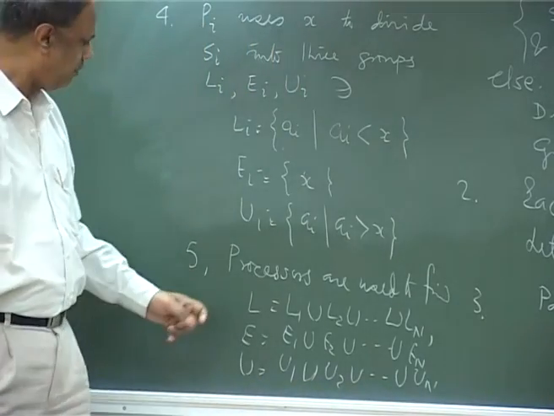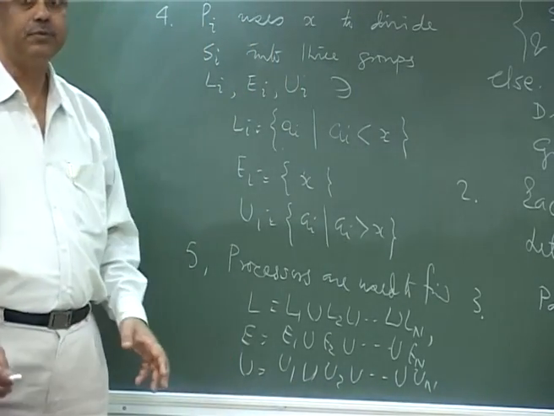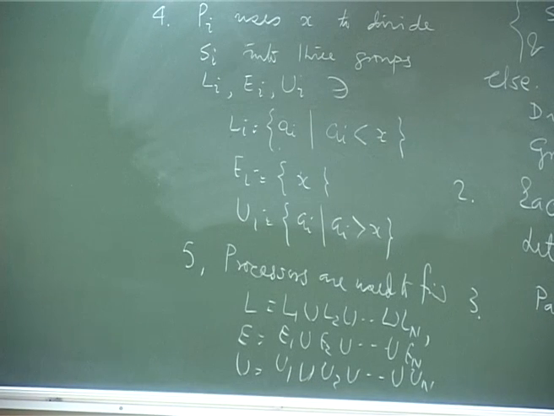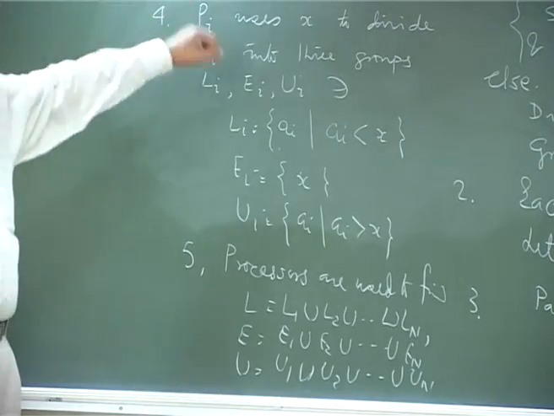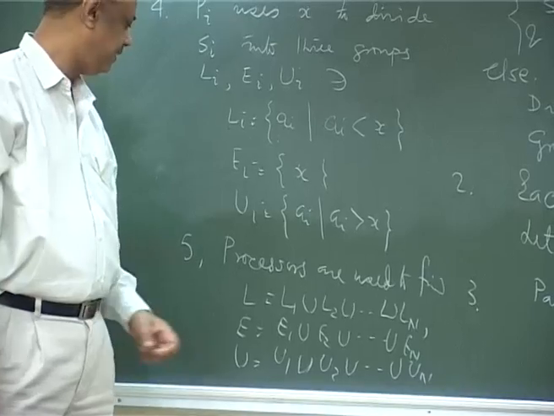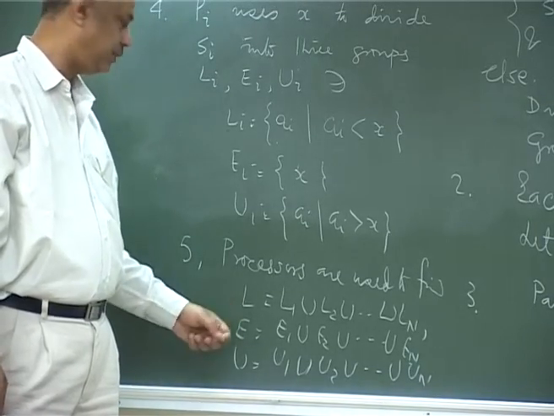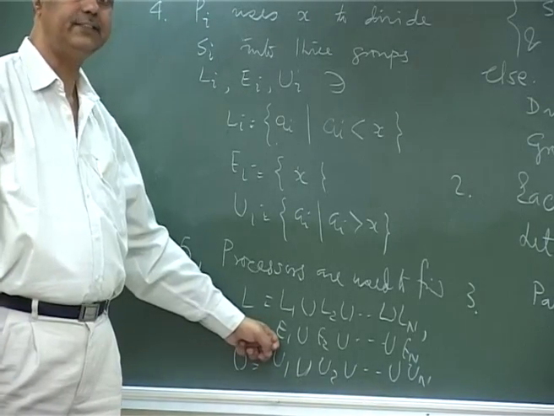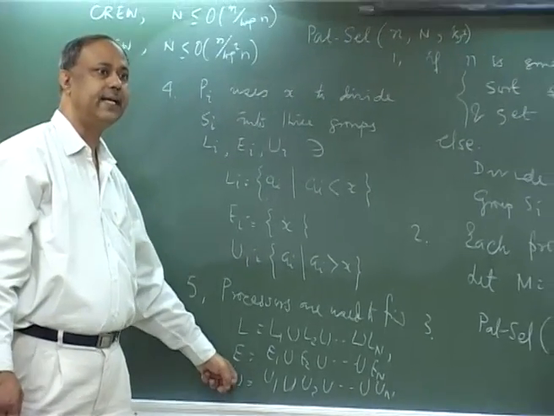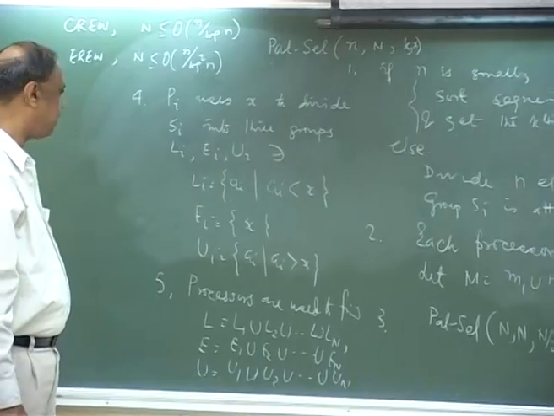Agreed? So now you get L, E and U. So L, you find out the size of L. If you find the size of L is less than K, then you are calling this routine on this. If you find that the size of K is the sum of these two, then you already have that it is your kth element. Otherwise, you will be getting the kth element from there. That is step 6.